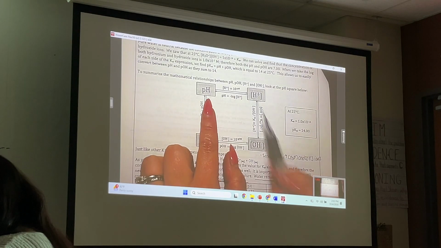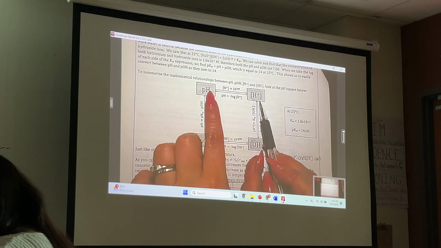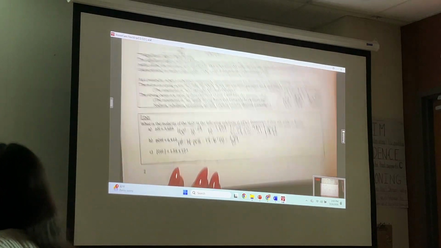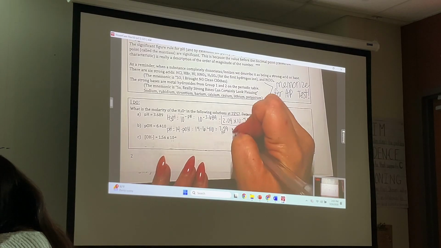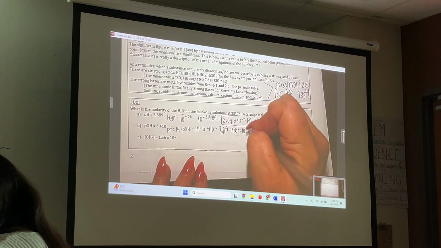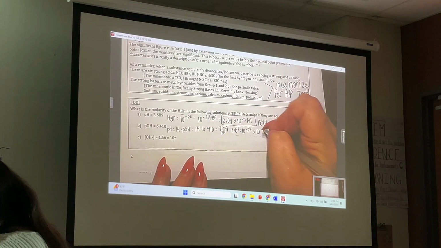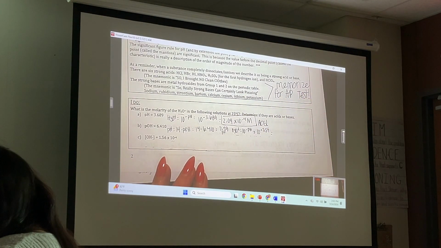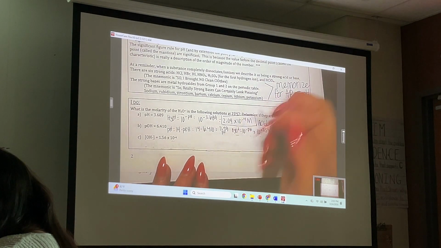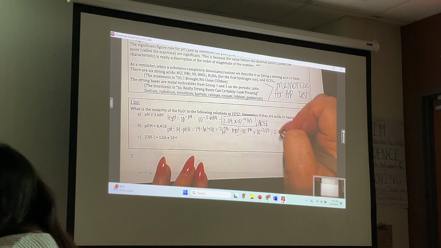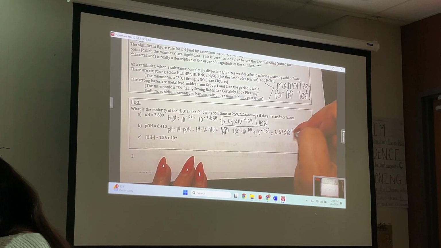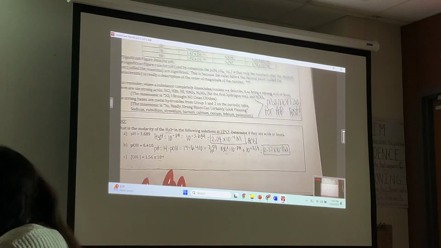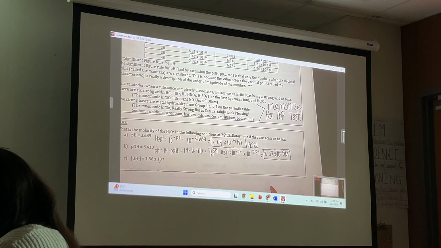Can I get to my H from here? Yes, I can. Let's follow the arrow to go from pH to H. It is 10 to negative pH. So my H3O is equal to 10 to negative pH. So 10 to negative 7.59. We get 2.57 times 10 to the negative 8. Questions, comments, concerns? Easy, right?